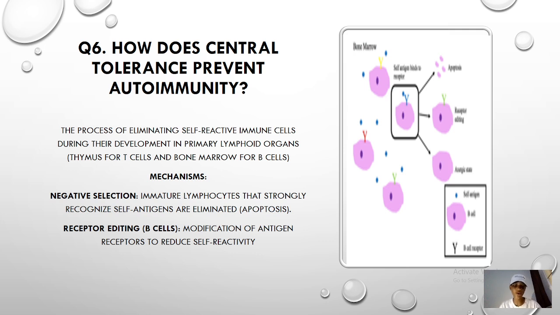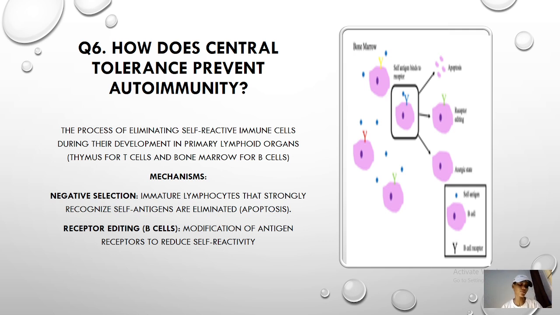Here we go with the last question, which states: how does central tolerance prevent autoimmune disease? It is the process of eliminating self-reactive immune cells during their development in primary lymphoid organs. This means that central tolerance acts on lymphocytes during their development in lymphoid organs, where we have T and B cells. T cells develop in the thymus, whereas B cells develop in the bone marrow.